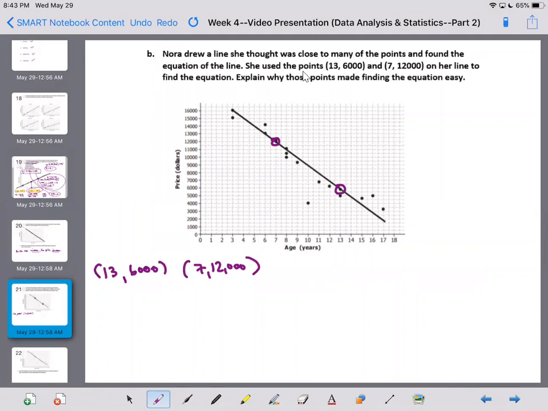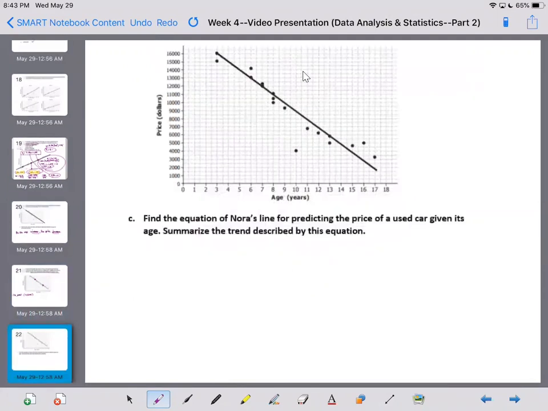So that's why up here it says explain why those points were easy. Because the grid lines and the line of best fit intersect at those points, it's a little easier to determine the coordinates to use to find your slope. So we're just going to write the equation.